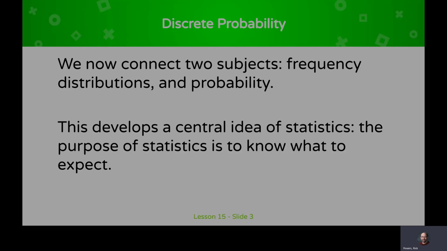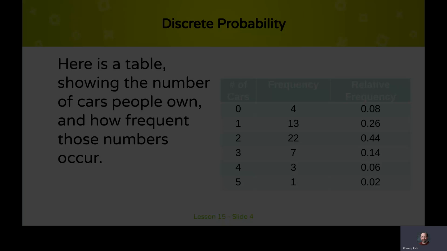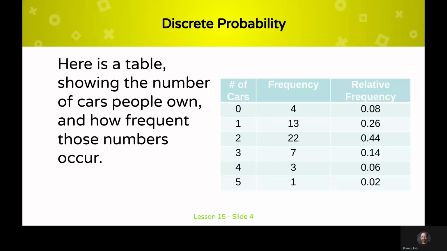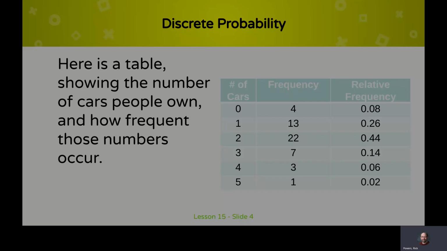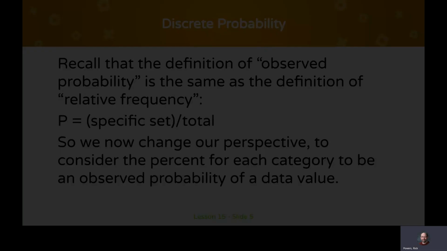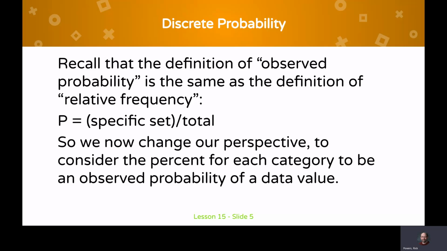Here's a table showing the number of cars that people own and how frequent those numbers occur. The number of cars goes from 0 to 5. The frequencies are in the second column, and then the relative frequencies are in the third column. Recall that the definition of observed probability is the same as the definition of relative frequency. The probability is equal to the specific set divided by the total.